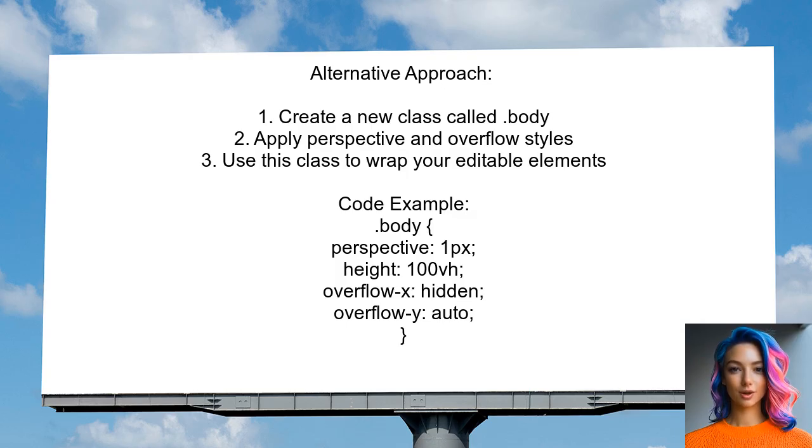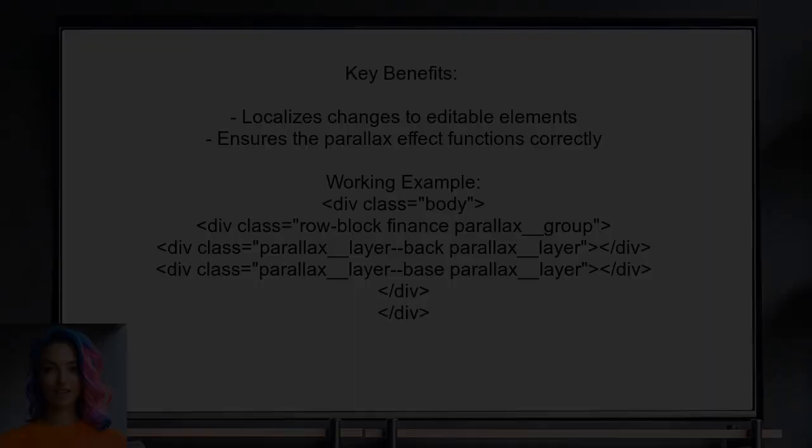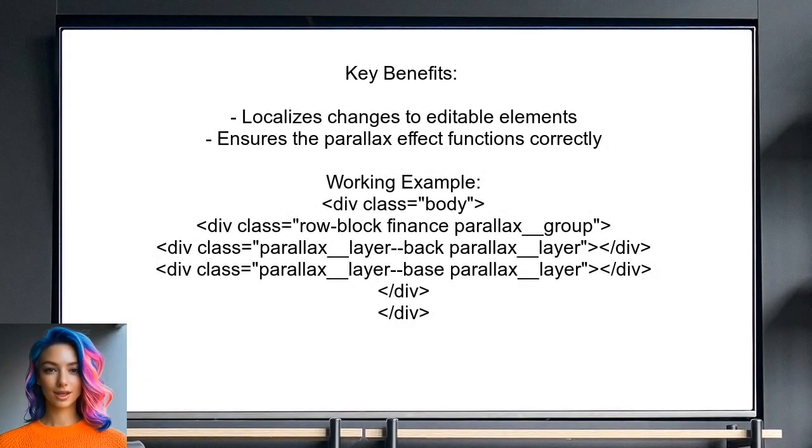This user proposes using a new class called .body, which allows you to apply the necessary styles without affecting the overall structure. The user emphasizes that this method keeps your changes localized to elements you can edit, ensuring the parallax effect works as intended. They provide a working example that demonstrates this technique.